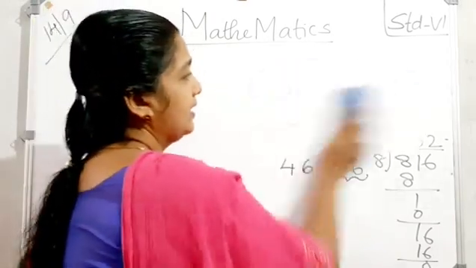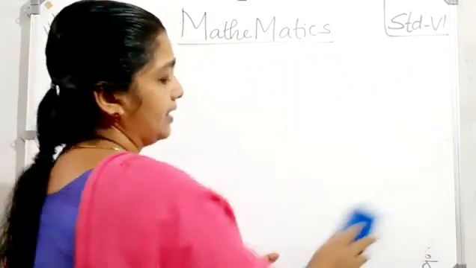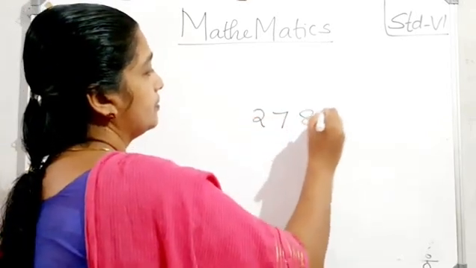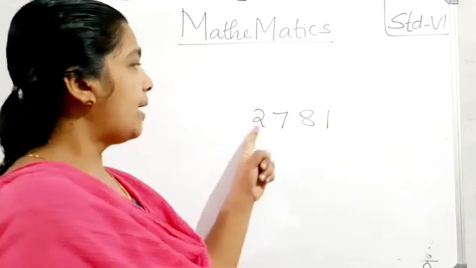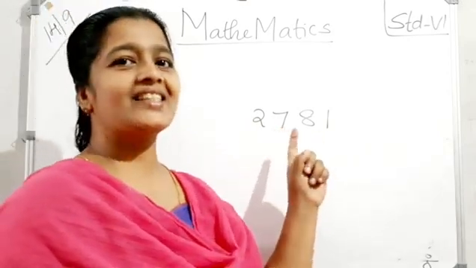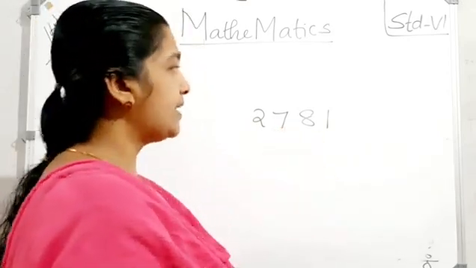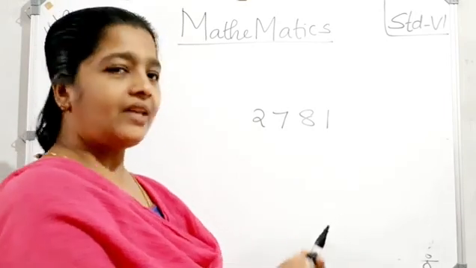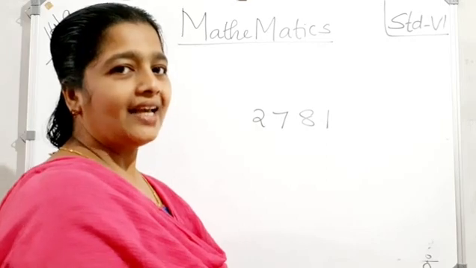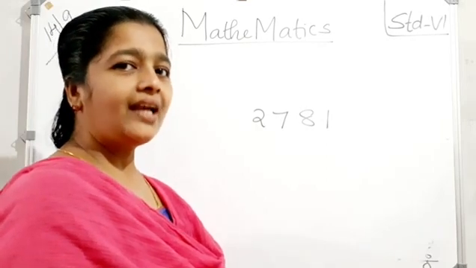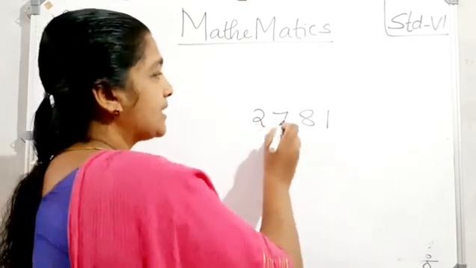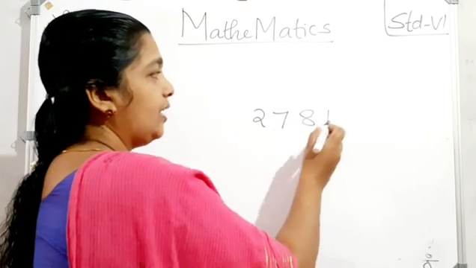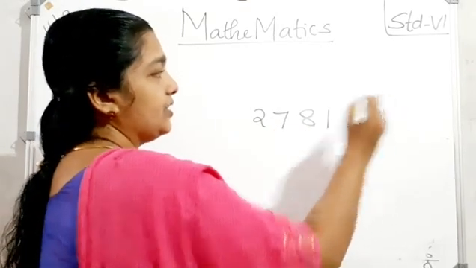Yes, we can say divisibility by 9. How? Example, sum of the digits, that is 2 plus 7 plus 8 plus 1. If the sum of the digits is a multiple of 9, then we can say that that number is divisible by 9. Then 2 plus 7, 9. 9 plus 8, 17 plus 1 equal 18.